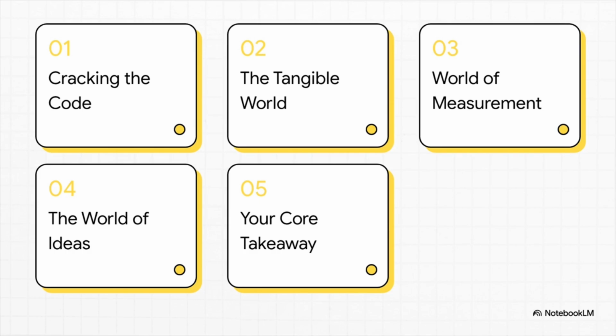So, we've just started cracking the code. To make this super easy to remember, we've grouped the 15 most common analogy types into 3 simple themes: the tangible world, the world of measurement, and the world of ideas. Then we'll wrap it all up with the single most important takeaway. By the time we're done, you're going to be a pattern spotting master.